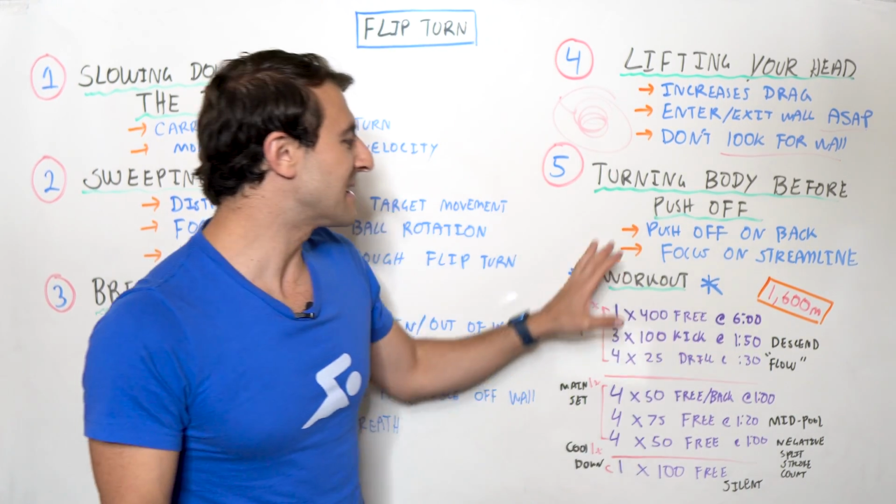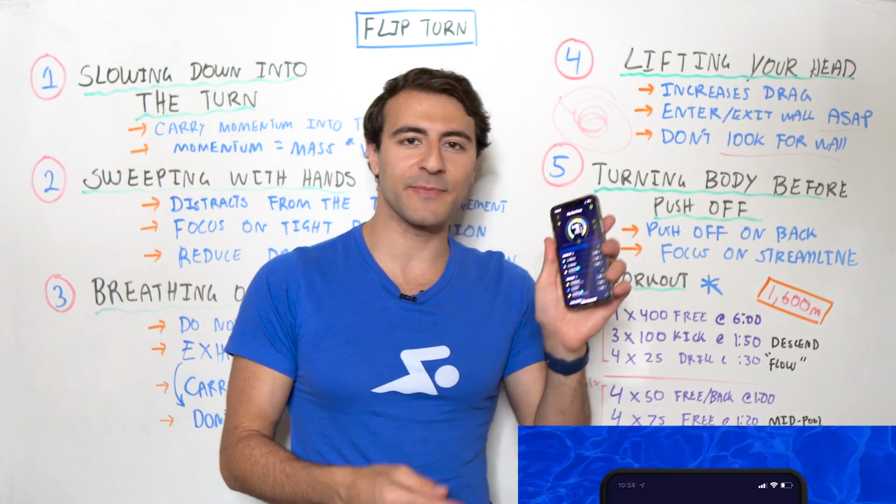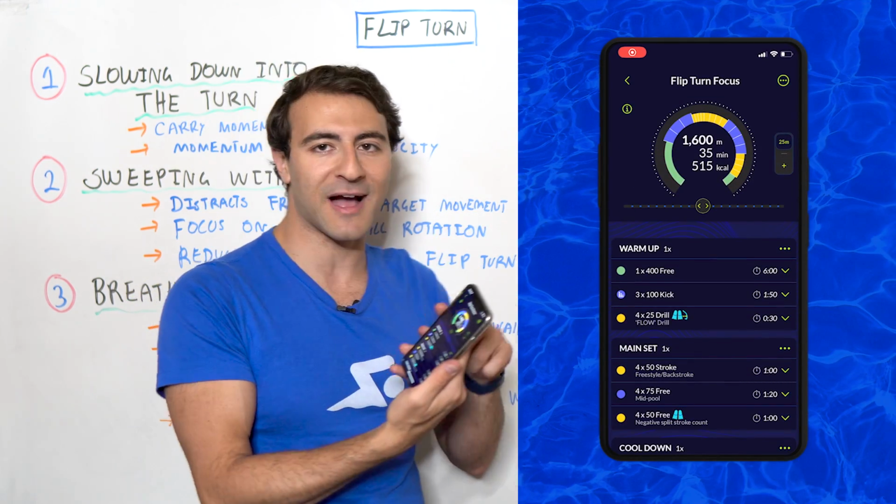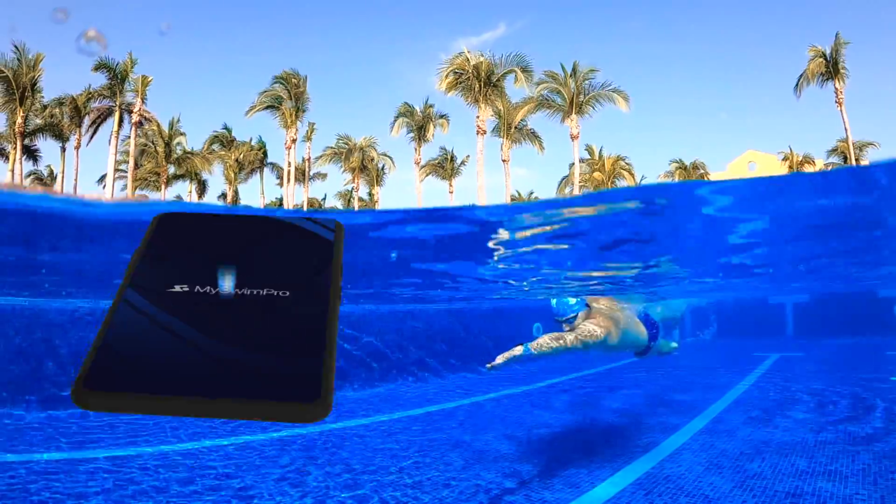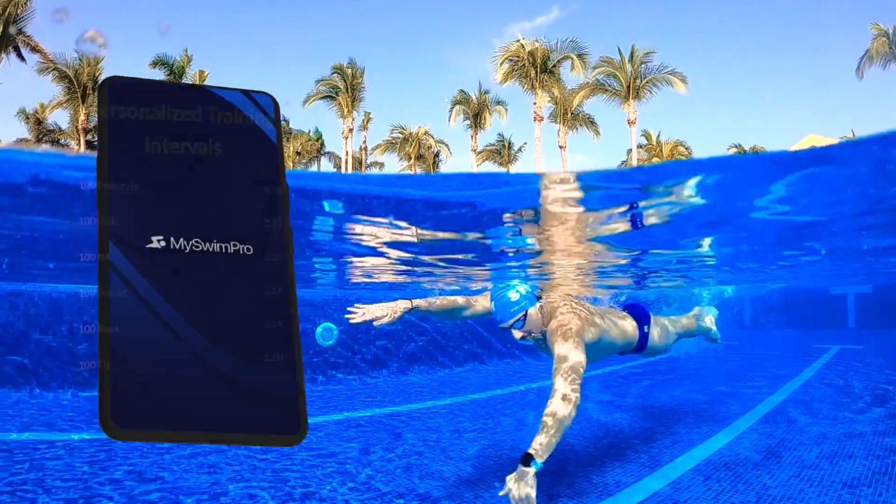Now this workout here is 1,600 meters. I have it right here with me on my phone. It's from the MySwimPro app, available for iPhone and Android. Now keep in mind, for this workout, all of these intervals are personalized to me.